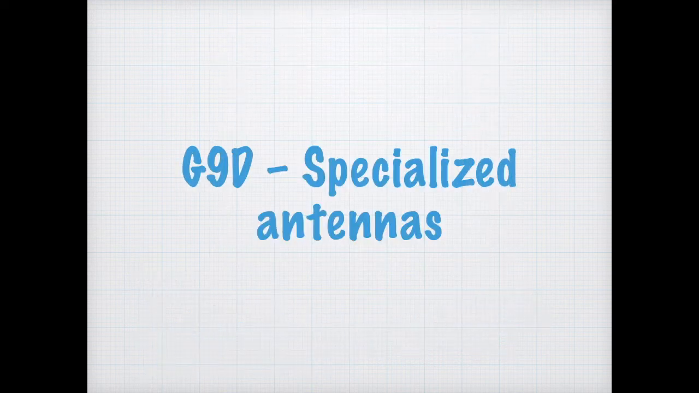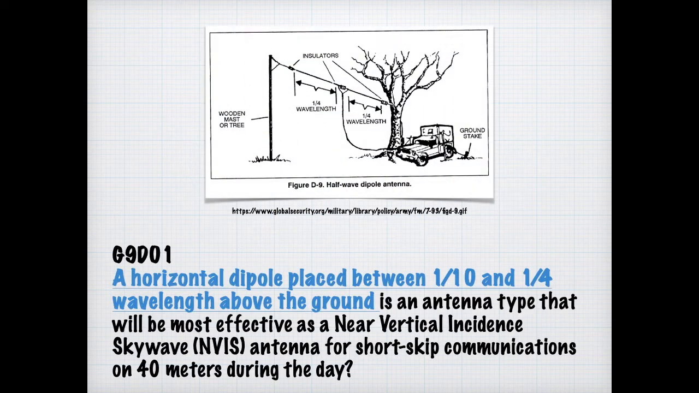Section G9D, G9 Delta, deals with specialized antennas. NVIS, or near vertical incidence skywave, refers to a propagation method that provides usable signals that are usually anywhere from 0 to 400 miles apart. The military often uses NVIS in jungles and mountainous terrain where such obstacles interfere with line-of-sight communication.